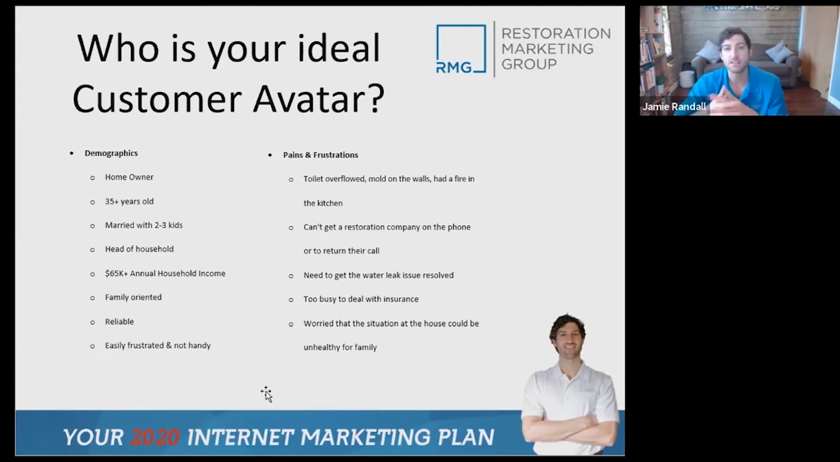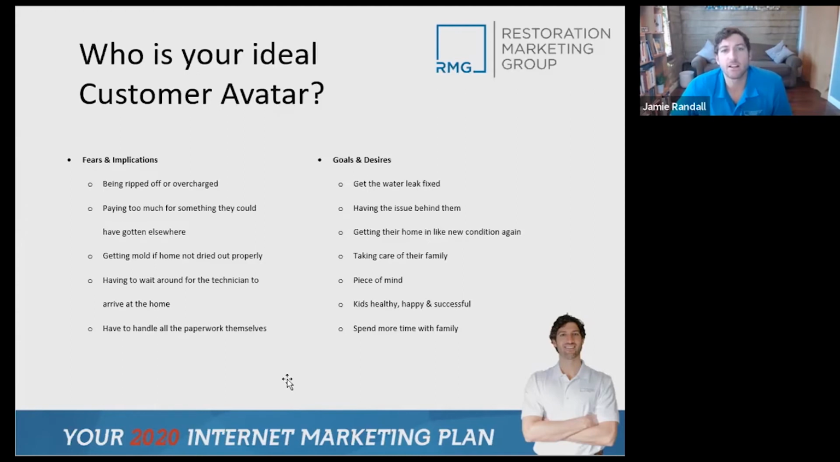But that's a pain and frustration that your ideal customer has. And they have water leaks: they want the water leak stopped, and they want their house back to how it was prior to the flood. Sometimes they're too busy to deal with insurance companies. So that's where you can step in. A lot of our clients will help the customer through that process so they don't have to deal with it. It's just another selling benefit or pitch to the customer. Those are just a few examples as far as the demographics, pains, and frustrations.